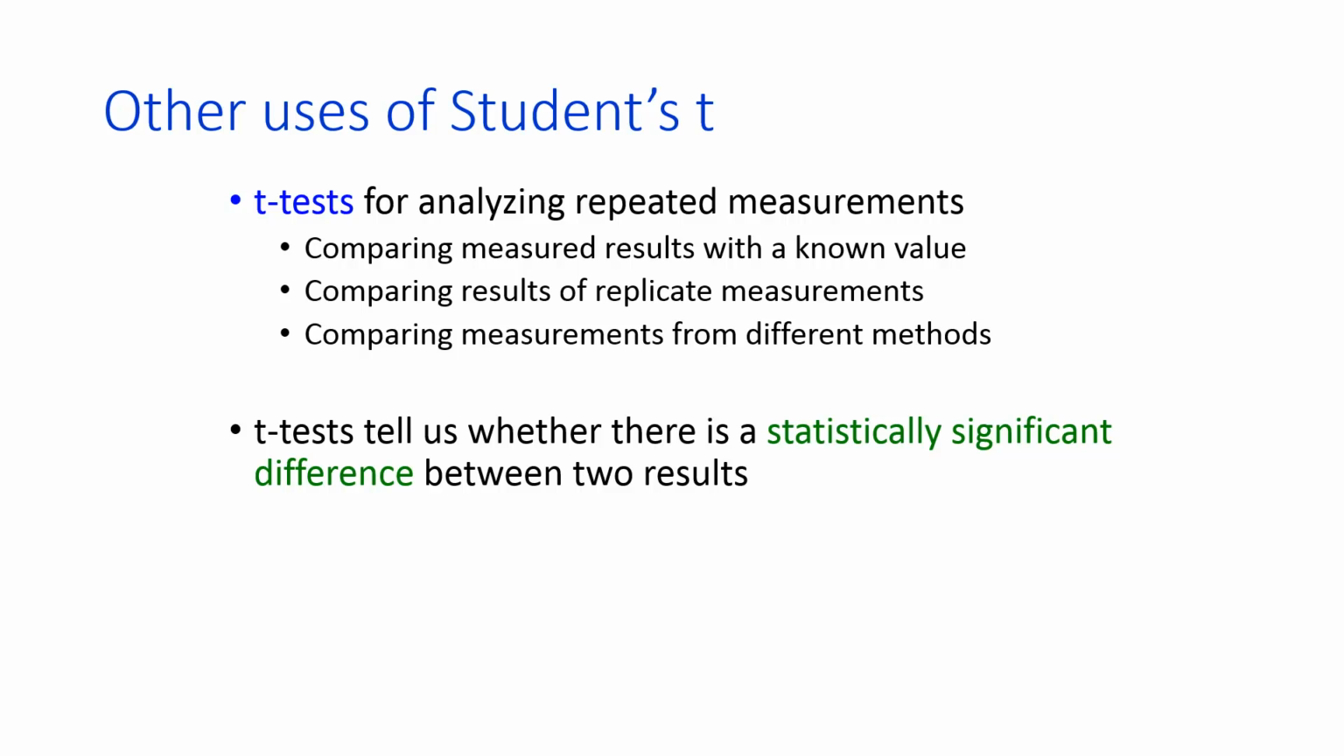So that's one use of this thing that's called student's t. Another way to use student's t is to analyze repeated measurements, comparing results of replicate measurements over and over to see if the individual results correspond to one another, testing the precision of your method. You can also compare measurements made from different methods. In any case, the t-test is going to allow us to make a determination: are our results statistically similar, or are they statistically different?